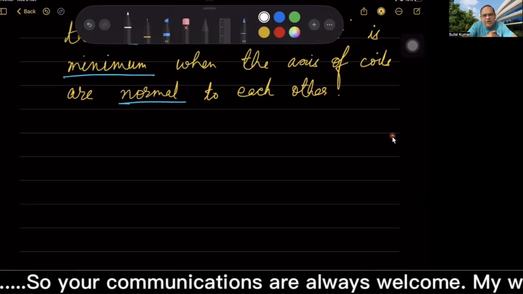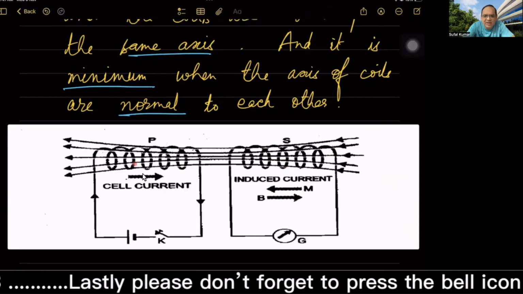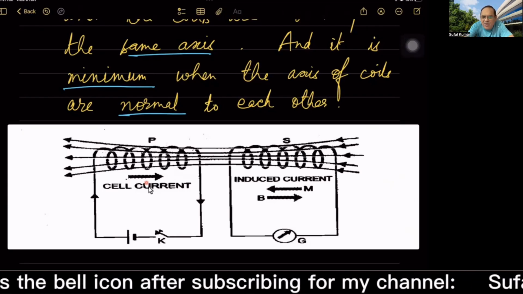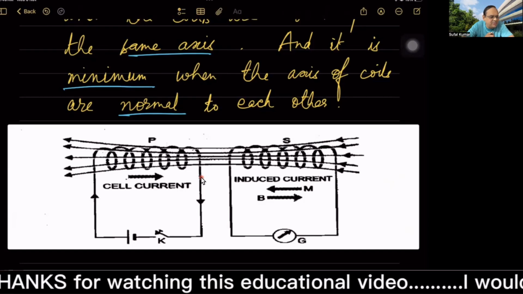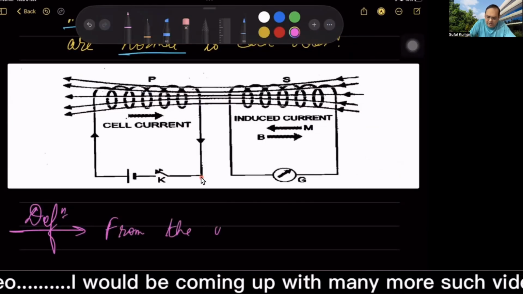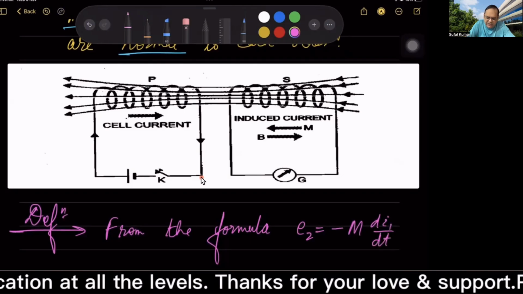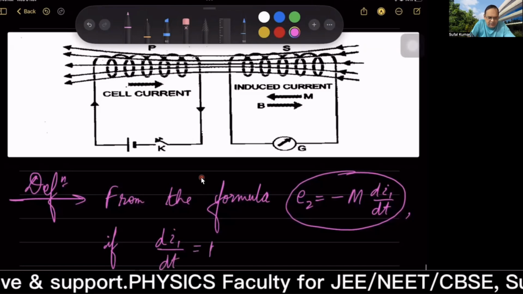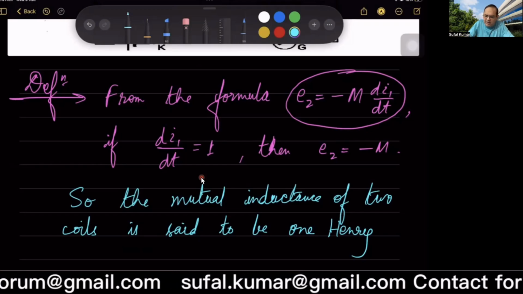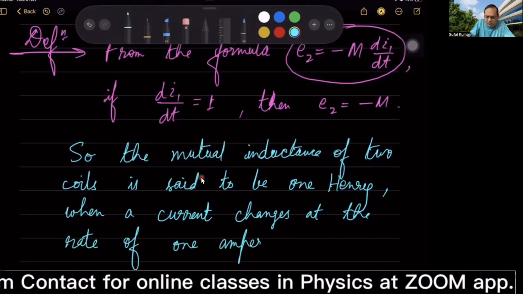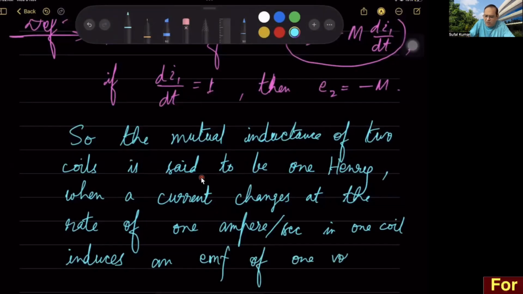But before that, I'm willing to share one simple diagram exhibiting mutual induction between primary and secondary coils. Here it is clearly seen how the primary coil and secondary coil are sharing flux. Now defining mutual inductance from the formula E2 is equal to minus M di1 upon dt. If di1 upon dt is equal to 1, then E2 is minus M. So the mutual inductance of two coils is said to be 1 Henry when a current changing at the rate of 1 ampere per second in one coil induces an EMF of 1 volt in the other coil.